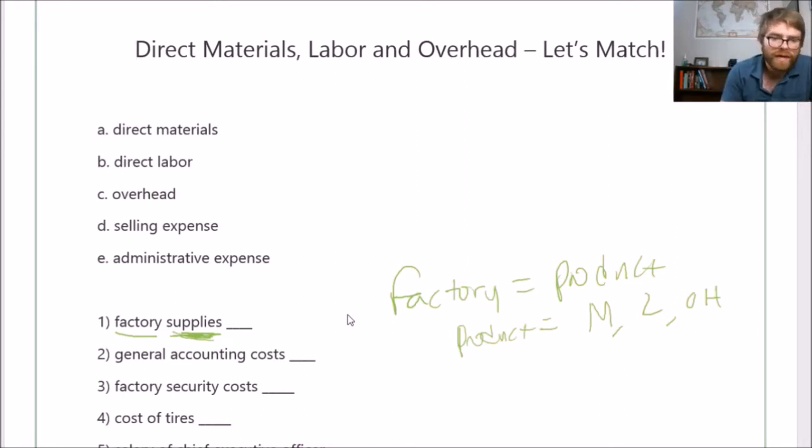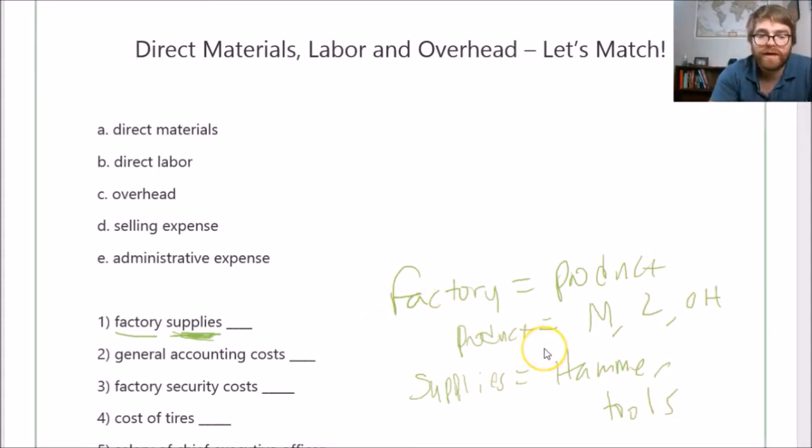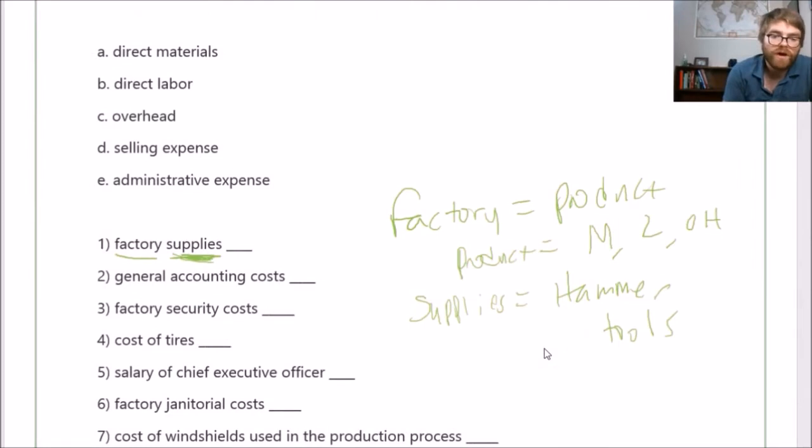I hope you see that. So, like I said, supplies would be like a hammer and any other tools you need. You can just call it tools. It's not part of the car itself, but it's needed to assemble that car. So we call that overhead. It's everything else that's needed to build that car. So that's what that is. C for overhead. That's the hardest one there. So many students struggle with that fact.